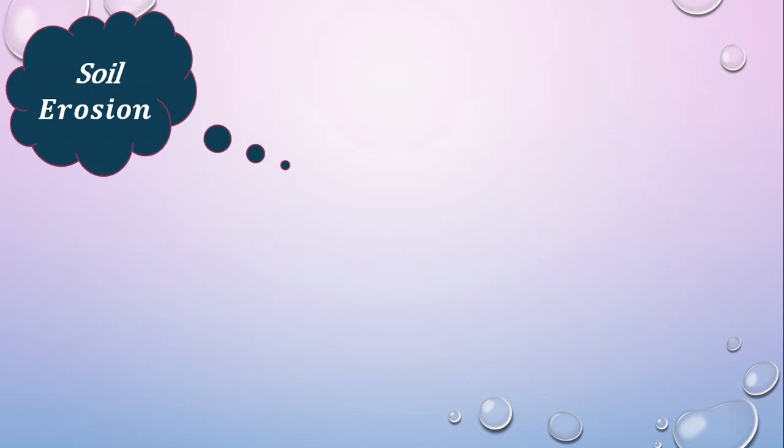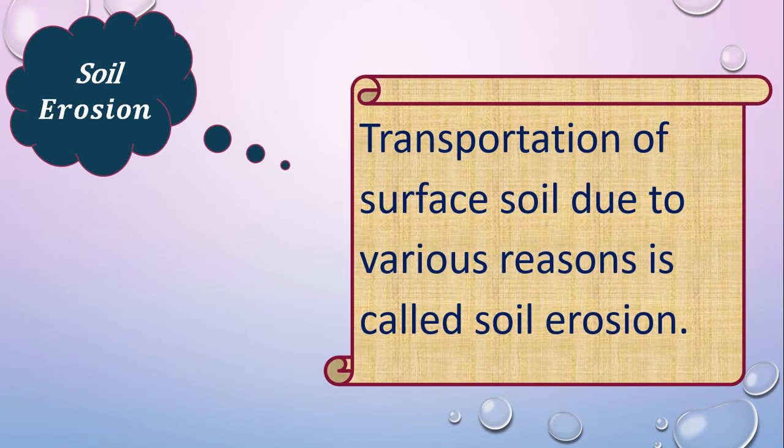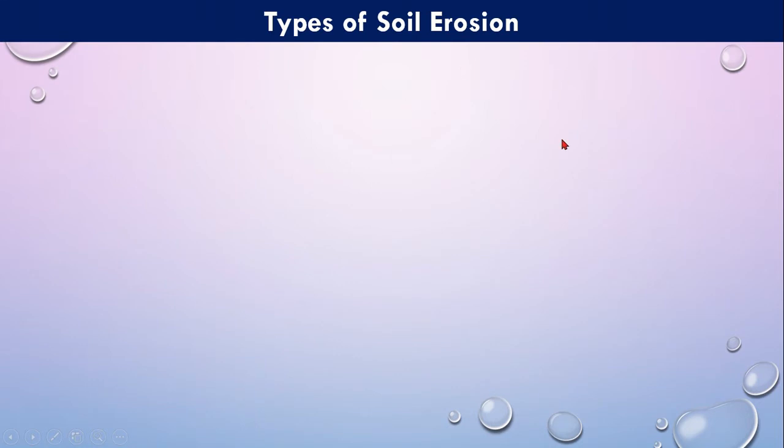First of all, we have to understand what soil erosion is. Soil erosion means the movement of surface soil on the earth from one place to another due to different types of reasons. If you write down the definition: transportation of surface soil due to various reasons is called soil erosion. That means when the earth's surface soil moves from one place to another due to different reasons, that is called soil erosion. You can get a 1-mark knowledge question like "What is soil erosion?", then you have to write down this definition.